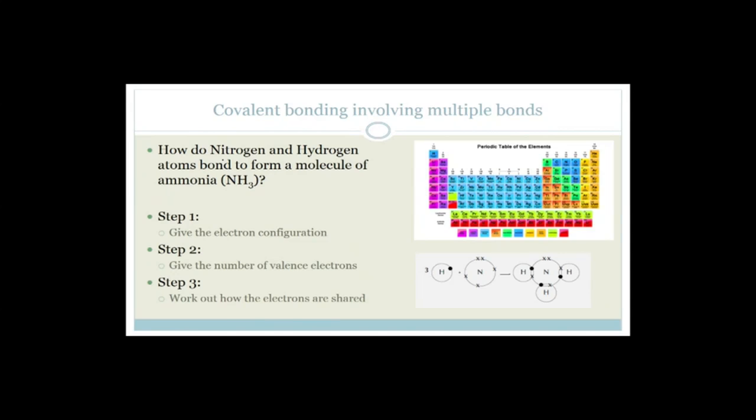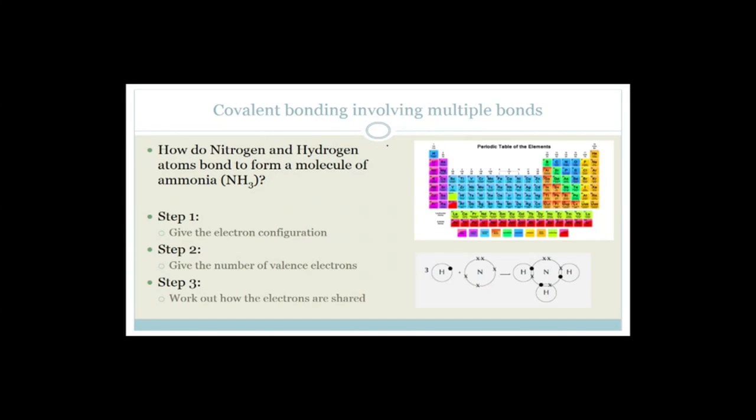Now let's talk about covalent bonding of multiple bonds. It says, how do nitrogen and hydrogen bond to form the molecule of ammonia? Now, guys, let's get real. In the exams, they're not going to say to you, how do nitrogen and hydrogen bond to form a molecule of ammonia? What's generally going to happen is they're going to say, use the Lewis dot structure to show the bonding of ammonia.